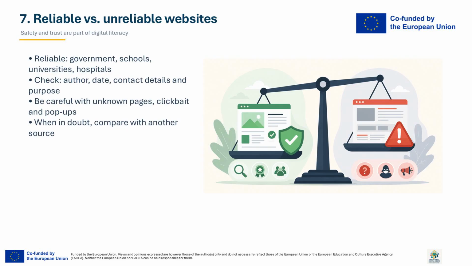Digital literacy is not only about using the internet, it is also about knowing which information we can trust. Reliable websites are often government websites, school websites, university websites, hospitals, or known organizations. Before trusting a website, check the author, date, contact details, and purpose. Be careful with unknown pages, clickbait titles, pop-ups, and websites asking for personal information. When in doubt, compare the information with another reliable source.